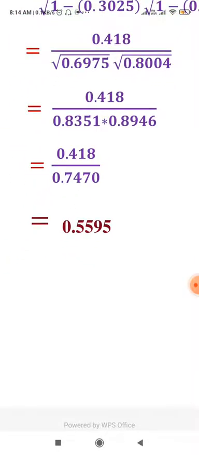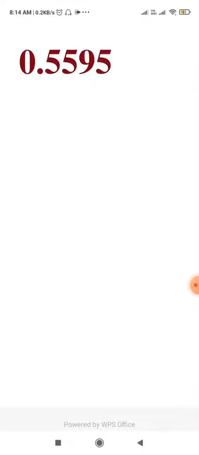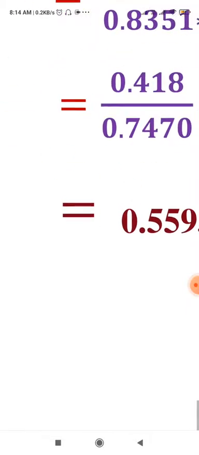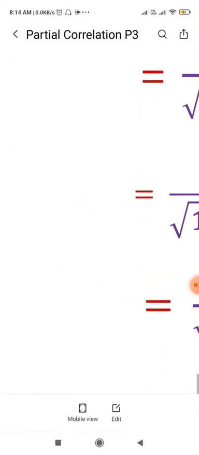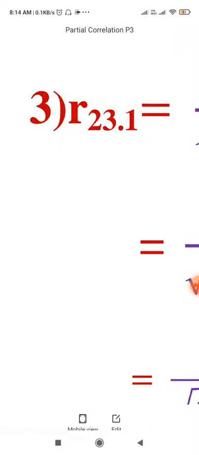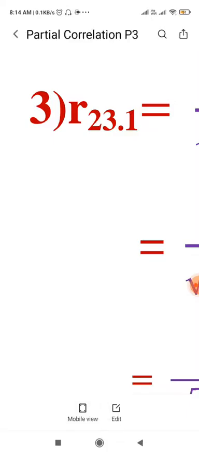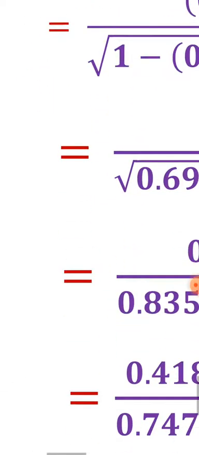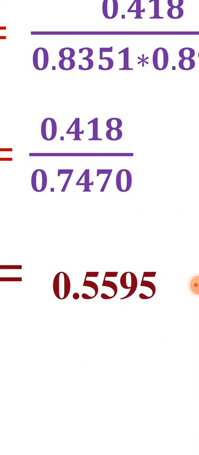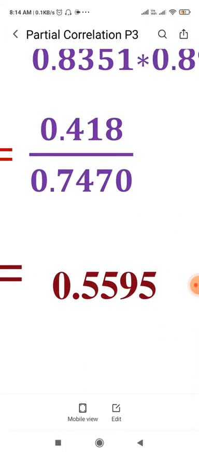Now the direct division, the last step: 0.418 divided by 0.7470. The answer is 0.5595. This is the answer of the last part, R23.1, the partial correlation coefficient between the second and third variable by keeping the first variable constant. The answer is 0.5595 and over. Okay, thank you.